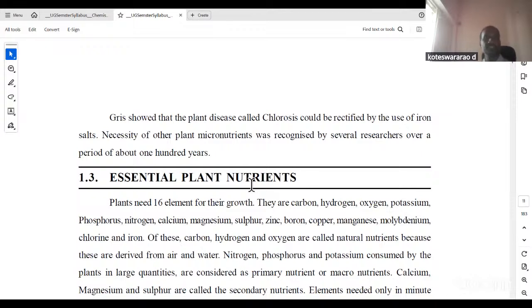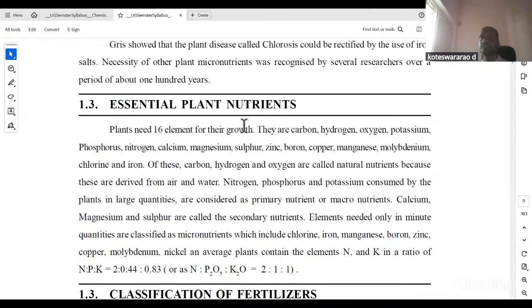Therefore, the necessity of the other plant nutrients was recognized by several researchers over a period of about 100 years ago. Some essential plant nutrients: actually, plants need 16 elements for their growth.